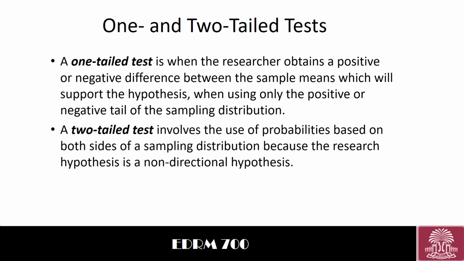We may have one-tailed or two-tailed testing. A one-tailed test is when the researcher obtains a positive or negative difference between the sample means, which will support the hypothesis when using only the positive or negative tail of the sampling distribution. A two-tailed test involves using both sides of the sampling distribution because the research hypothesis is not directional.